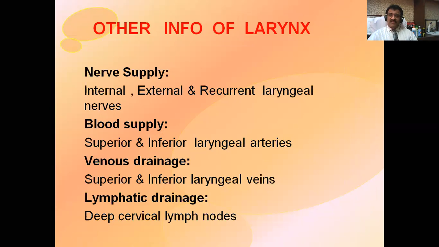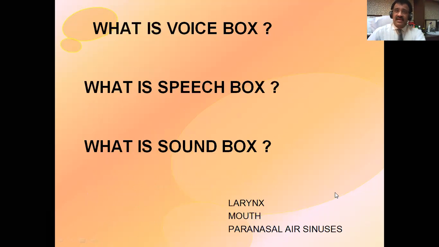What is the nerve supply of the larynx? Internal, external, and recurrent laryngeal nerves. These are all branches of the vagus nerve. They supply the larynx. Blood supply to the larynx is from the superior and inferior laryngeal arteries, and venous drainage is by the superior and inferior laryngeal veins. Lymphatic drainage is to the deep cervical lymph nodes. We have to remember that these arteries are branches of the thyroid arteries.